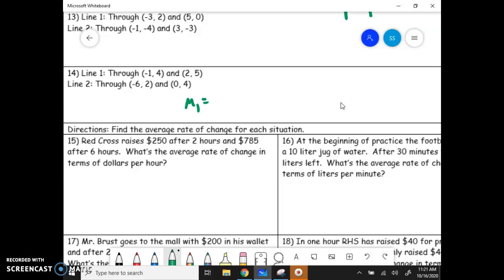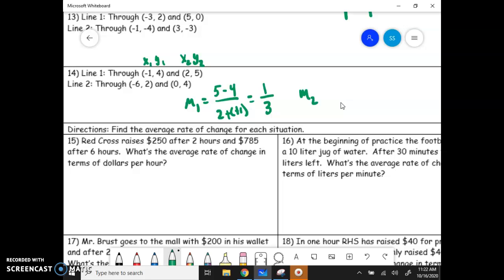It's going to be equal to, maybe I should label these. Get in the practice. I'm telling you to do it. I should do it too, right? All right, so the change in y, so y2 minus y1 over x2 minus x1. And we're going to get 5 minus 4, that's 1, over 1 plus, or 2 plus 1 is 3. That's M1, that was easy.